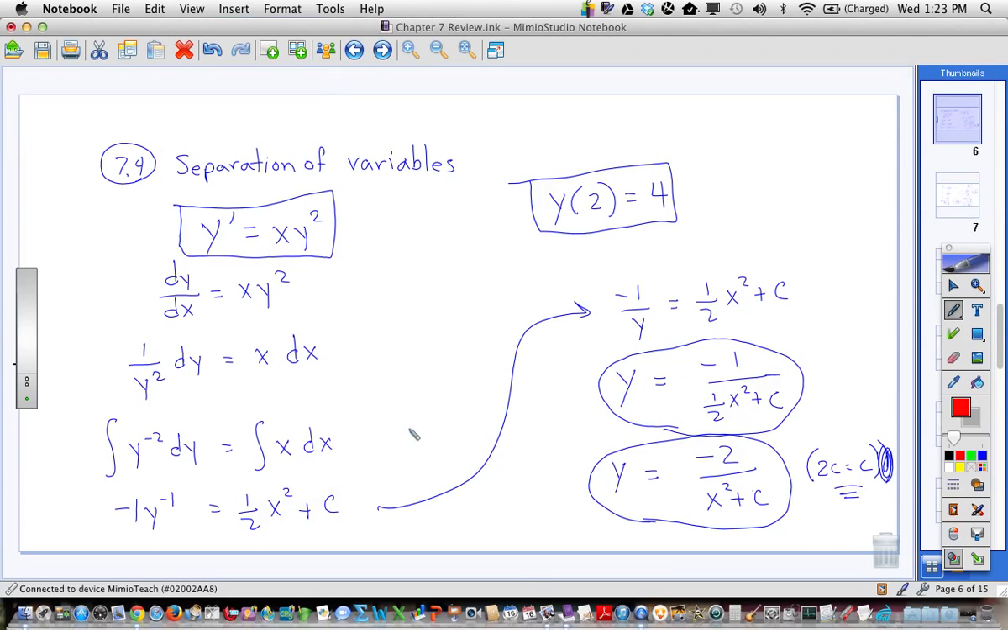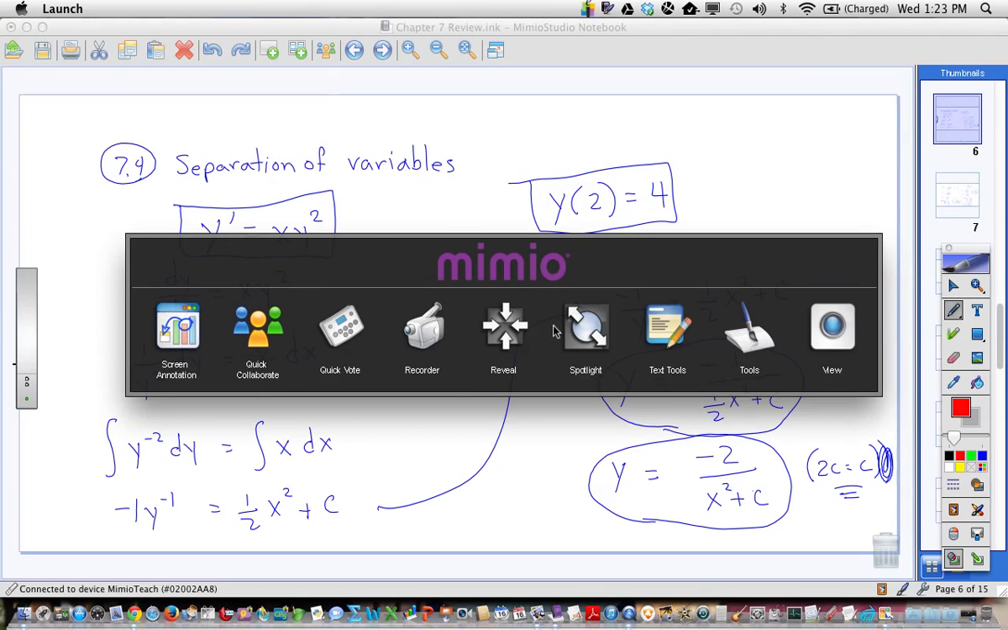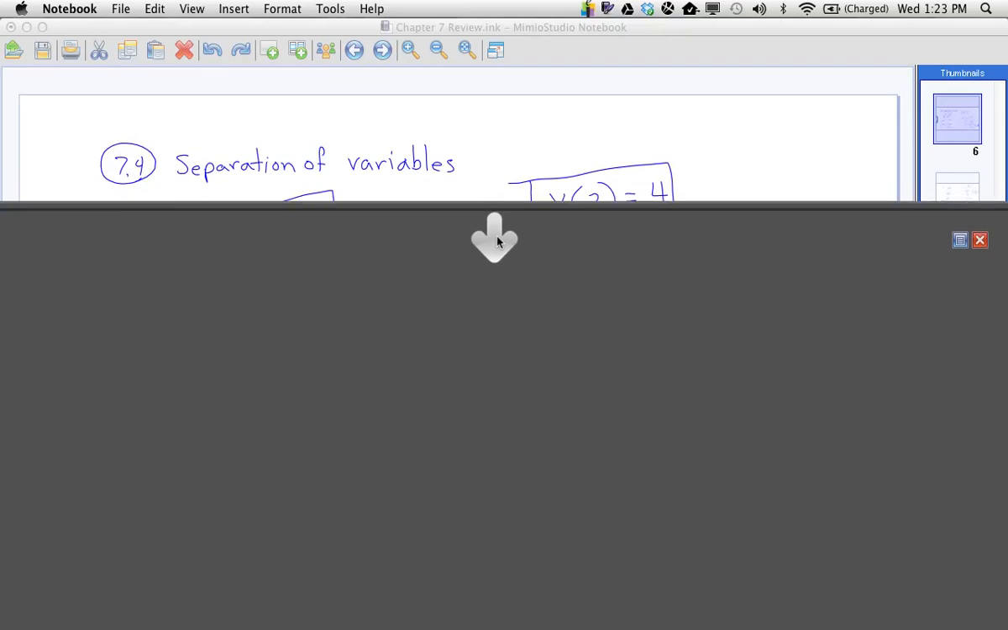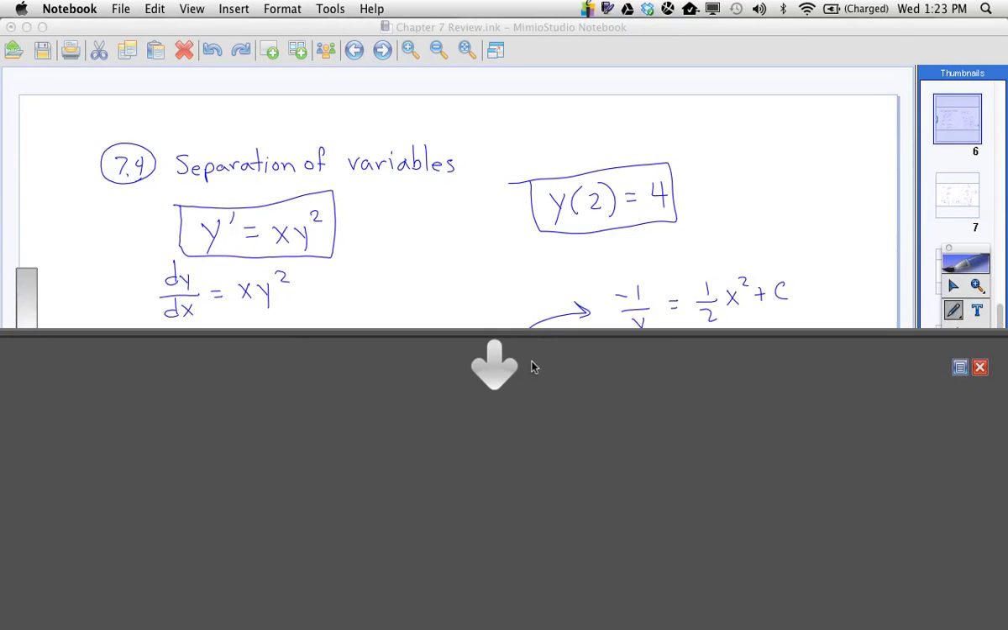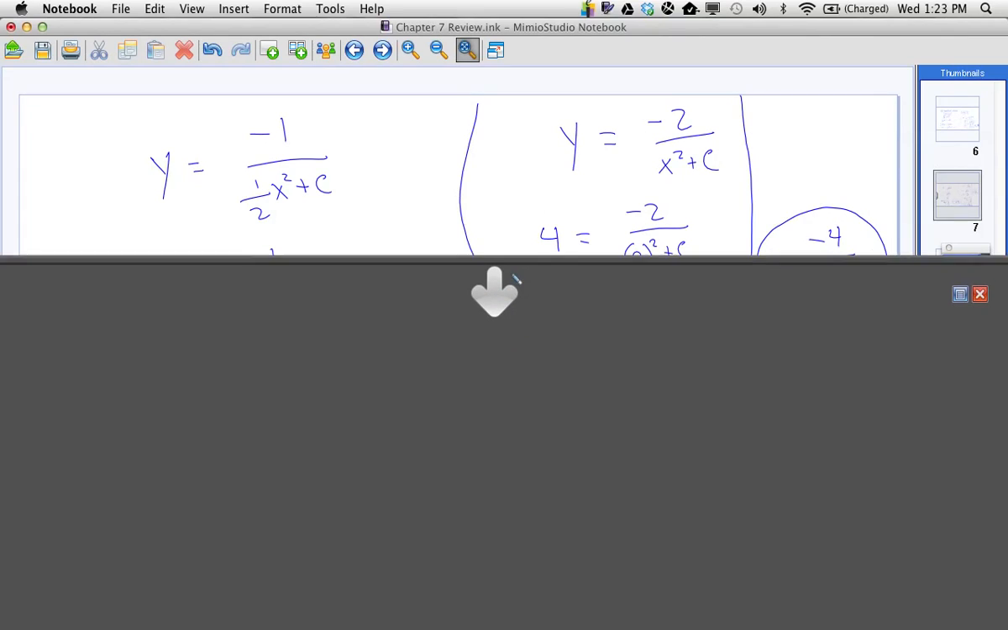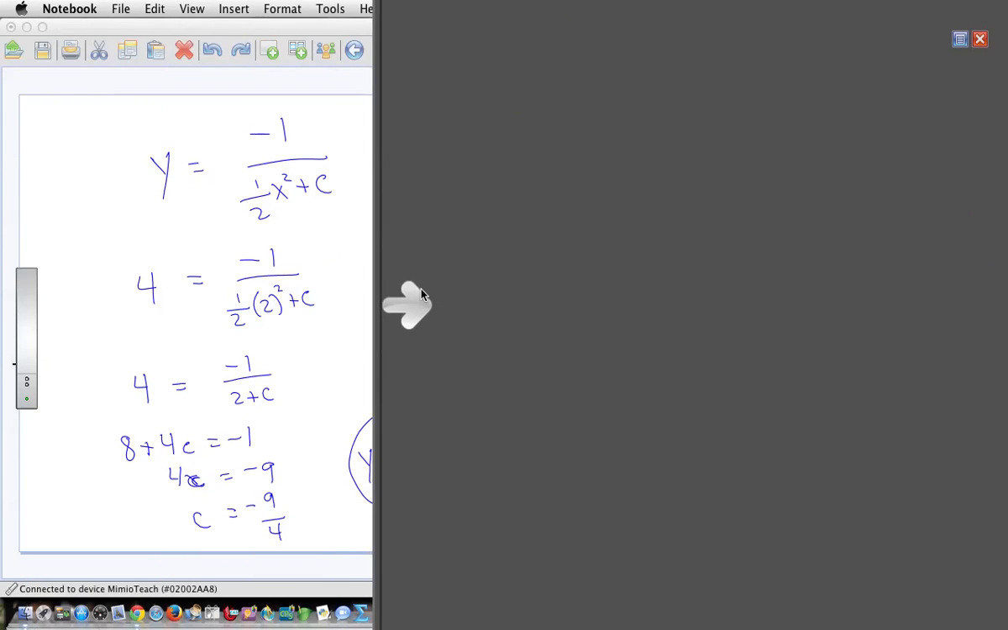All right, now, we got to plug in our initial condition. Now, I know I didn't give you enough time. Maybe you're not that far yet. But all right, so I took this version and put in my initial condition. So I put a 2 in for x, I put a 4 in for y. 2 squared is 4, 4 times a half is 2, I get 2 plus c on the bottom, like so.